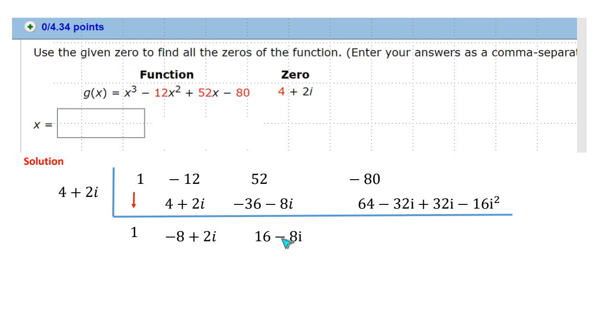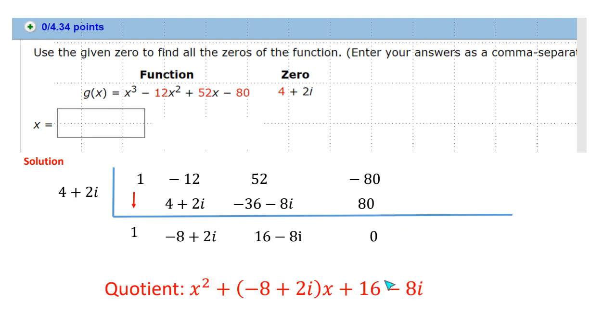Then 2i times negative 8i is negative 16i squared. So we end up with 64 minus 32i plus 32i minus 16i squared. The negative 32i and the positive 32i become 0. So we end up with 64 minus 16i squared. But I know that i squared is negative 1, so times 16 is negative 16, and 64 plus 16 is going to be 80. If we add these two together, we get 0. If you don't get a 0 here, then you know that we did something wrong, because since they tell us that it's a zero, we have to get a 0 here.